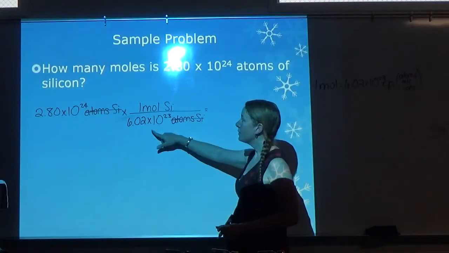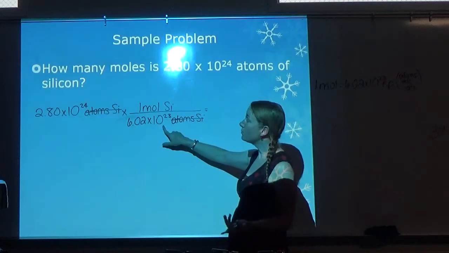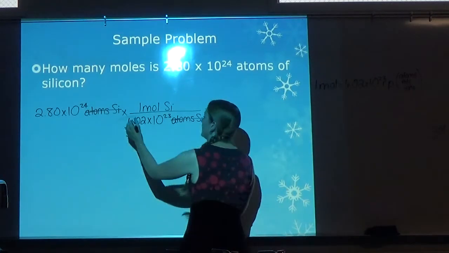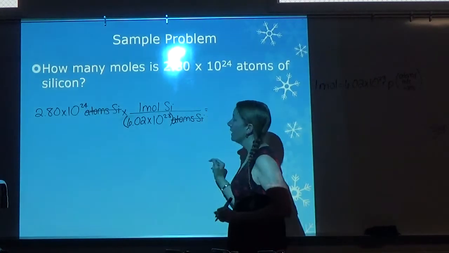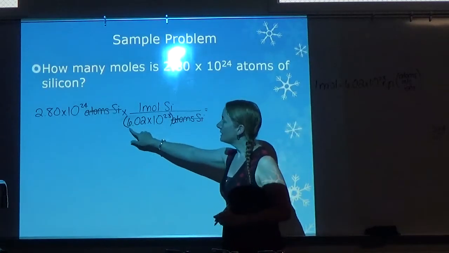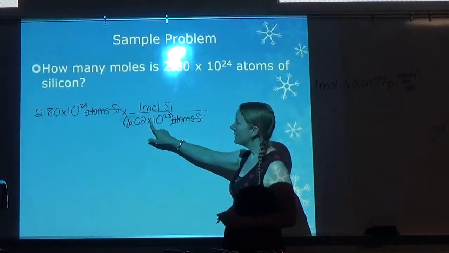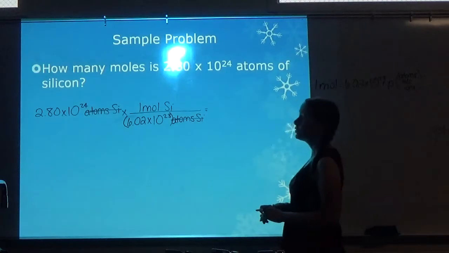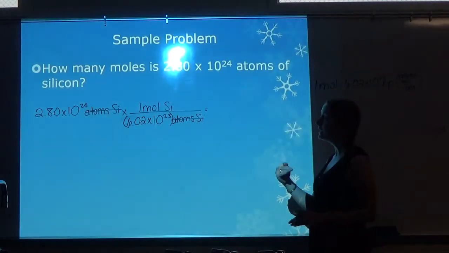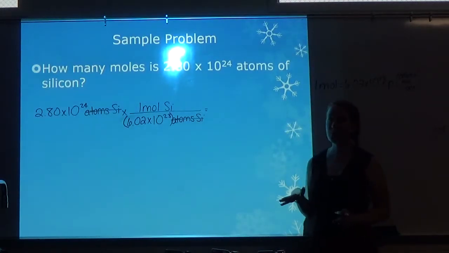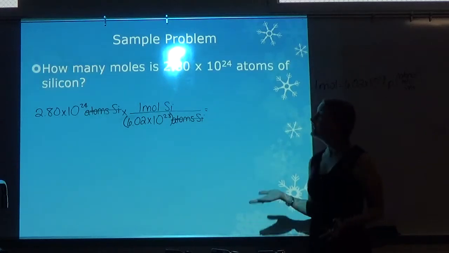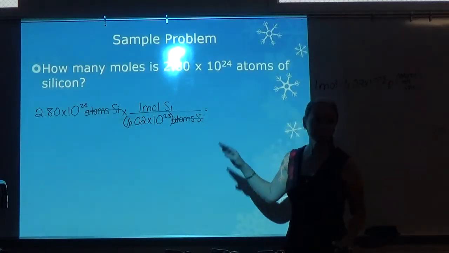Now you need to be careful when you put this in your calculator. Depending on the way you type it in, you may need to put this whole thing in parentheses, just like that, because otherwise it'll divide by the 6.02 and then it'll actually multiply by the 10 to the 23, and you need to divide by the whole thing. But again, that depends on how you type it in and what calculator you have. So just make sure you're getting the same answer as I am.